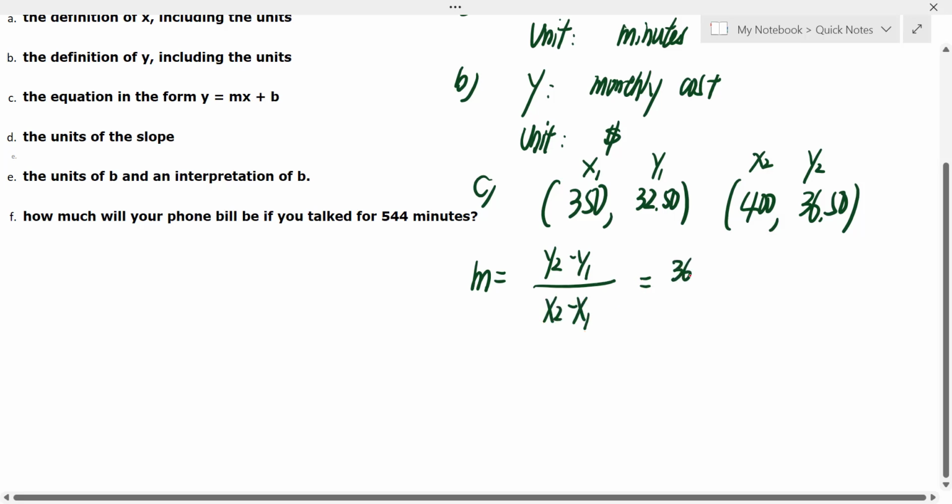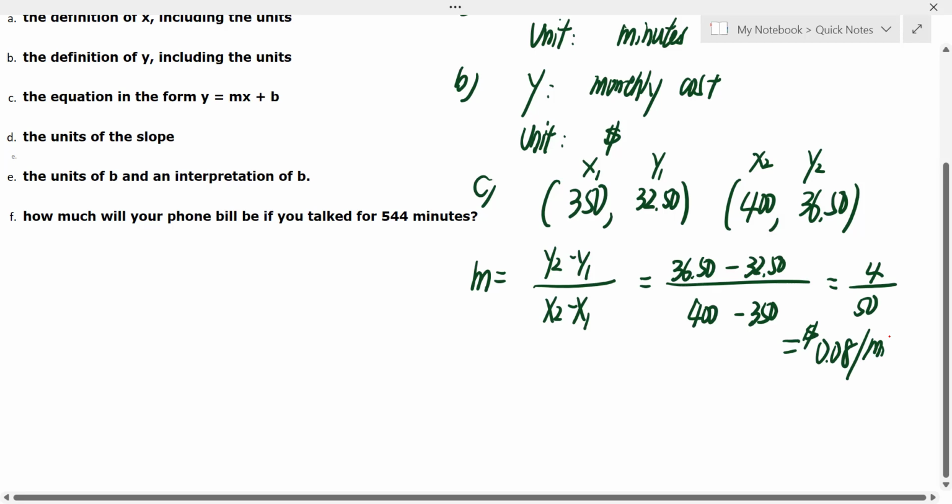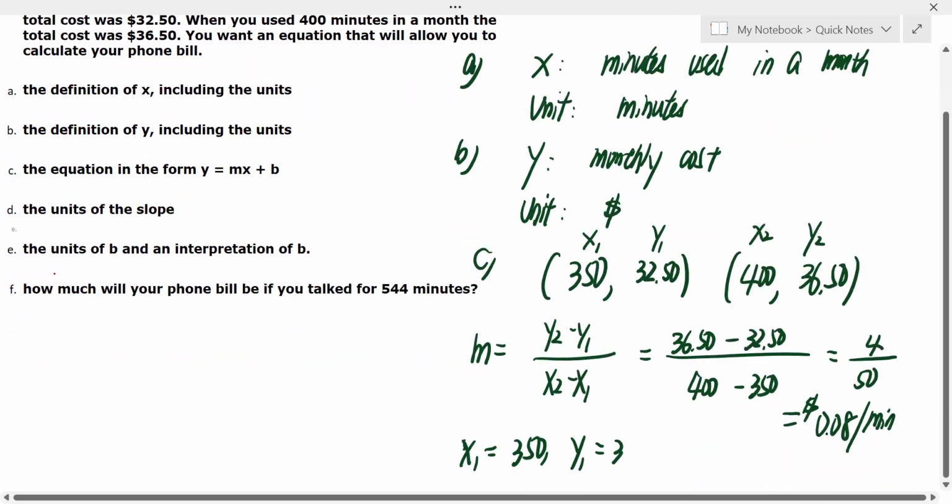So from here we get 36.50 minus 32.50 over 400 minus 350, and this is 4 over 50. So this turned out to be 0.08. Yes, $0.08 per minute, meaning each additional minute costs 8 cents. Now from here, we can label x1 as 350, y1 as 32.5.